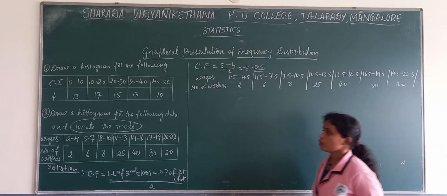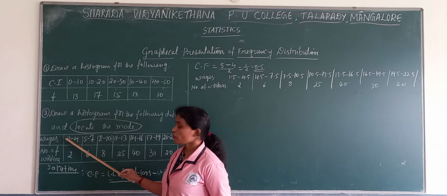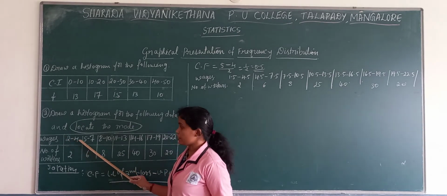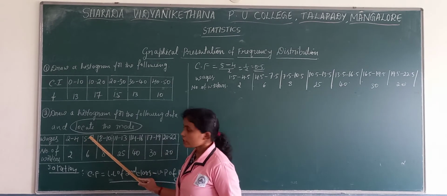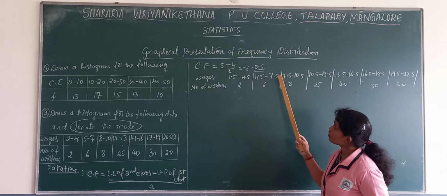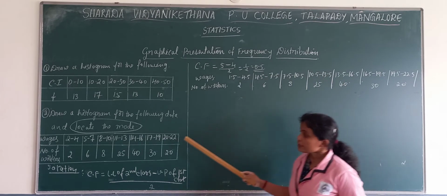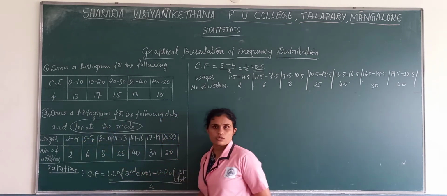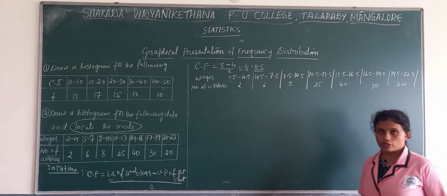What you need to do? Deduct 0.5 from the lower limit, add 0.5 to the upper limit. Then you will get it in a continuous form. Here it is not in the continuous form: 2 to 4, then 5 to 7, 8 to 10. So now we can draw the histogram.